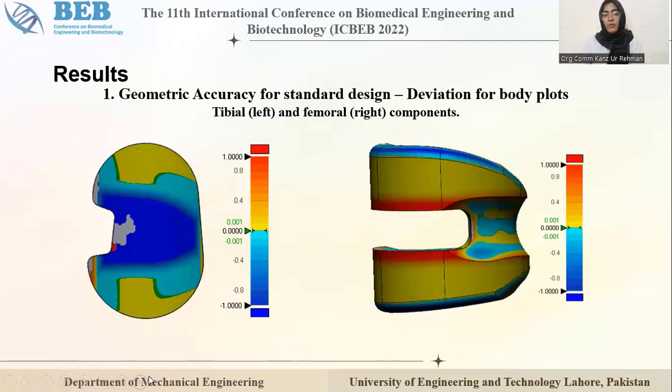We can see that the yellow portions are the portions that will be in contact, will be articulating when the knee is moving. So these are the parts that were made to be most accurate, meaning they were within the 0.001 millimeter accuracy that we were going for.